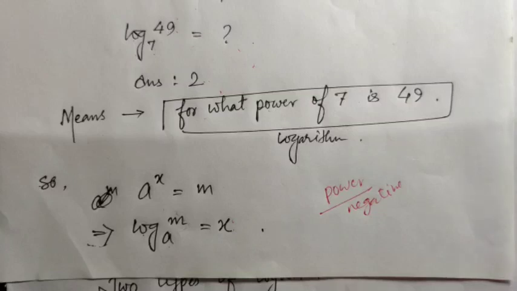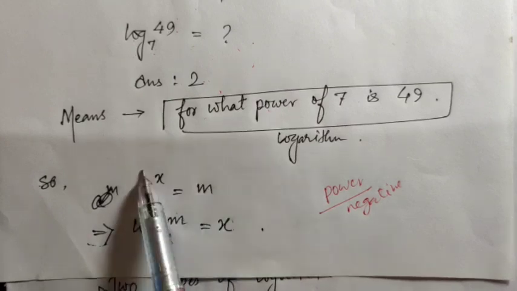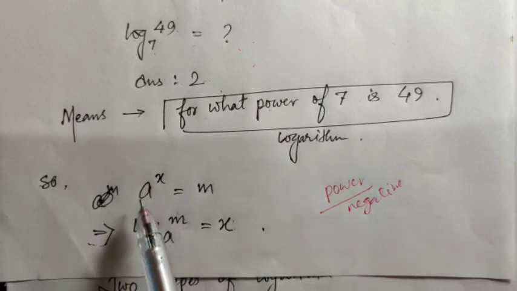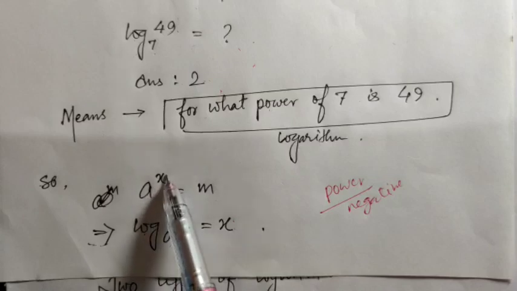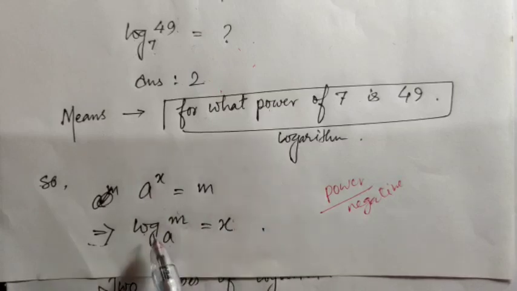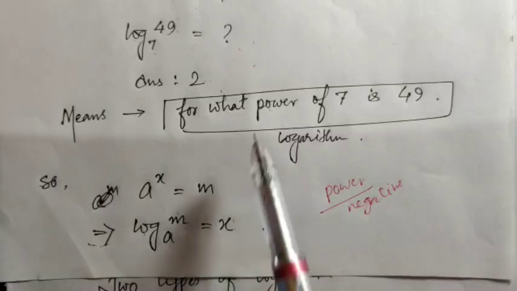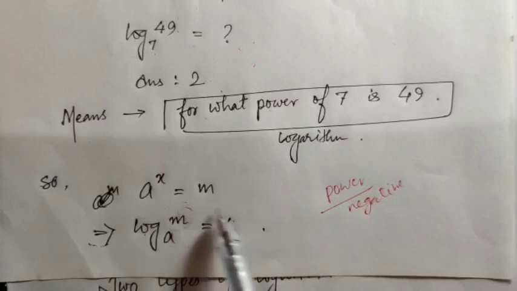Okay, now as we said, any exponential form can be expressed in logarithm form. Let us see here. If we have the exponential form a raised to the power x, the value is m. The same thing you can write as log m to base a is equal to x. That means if a is raised to the power x, the value will come m. So this is the meaning of logarithm.